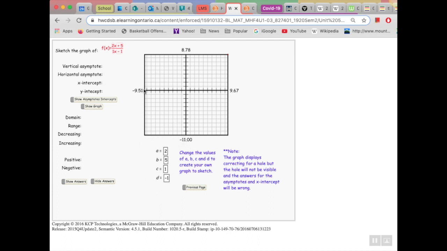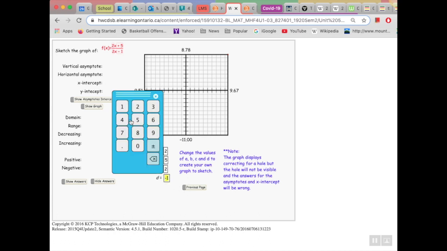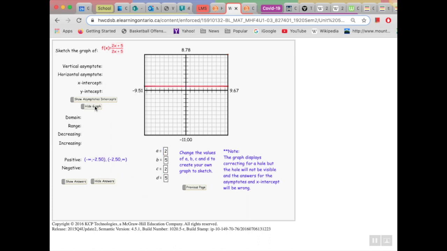This works very well, except in the case where you're going to get a hole in the graph. So when you get a hole in the graph, what will happen is it will display it properly. Let me just quickly change this to 2. Then change this down here to 5. All right, so now we should have a hole in the graph. So it displays the graph, but it doesn't display the hole in the graph. And then it's going to have trouble giving you the correct answers here.